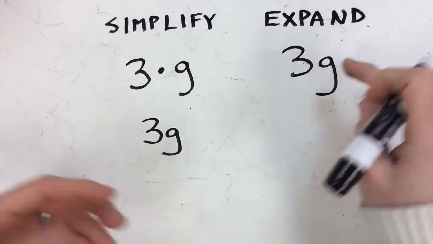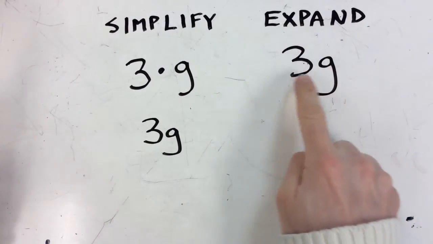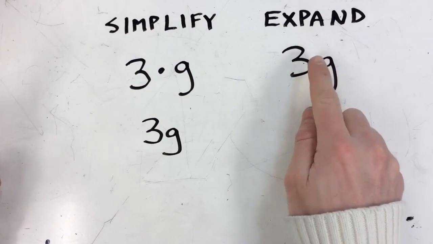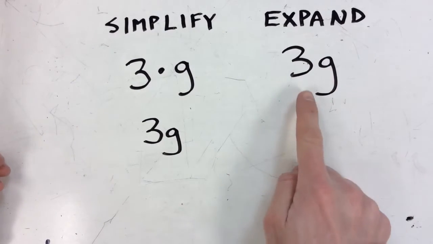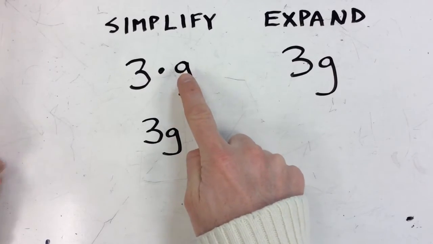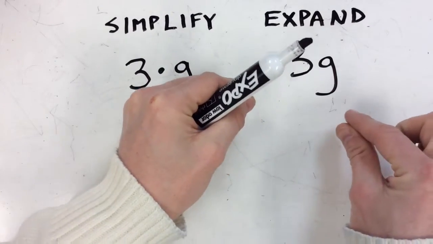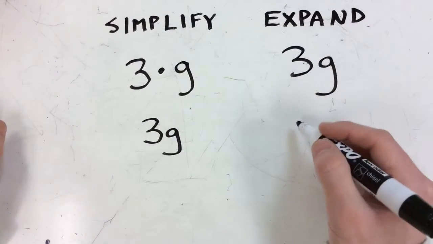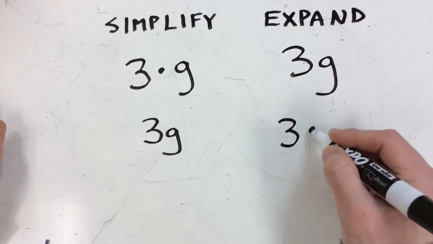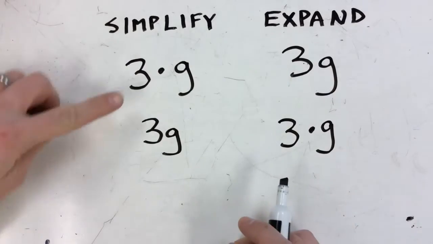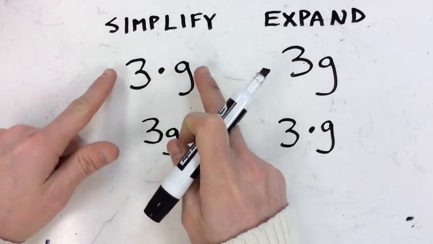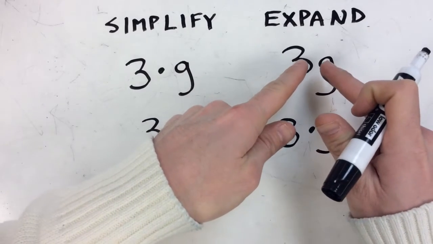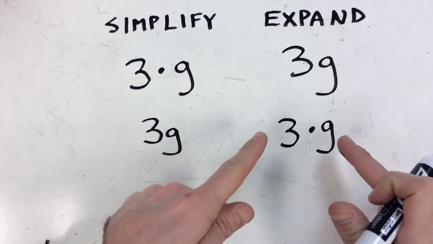Going the exact opposite direction, let's say we start with a very simple multiplication expression and we want to expand it. That means turn this back into this. So to expand 3g, we simply write 3 times g. This is the act of simplifying, or making smaller. This is the act of making a little bit more complicated, or making larger.